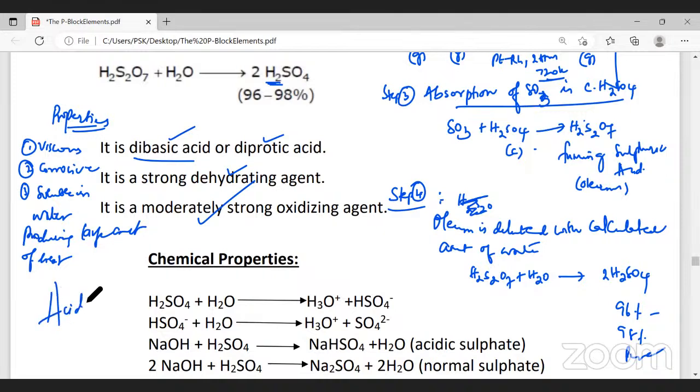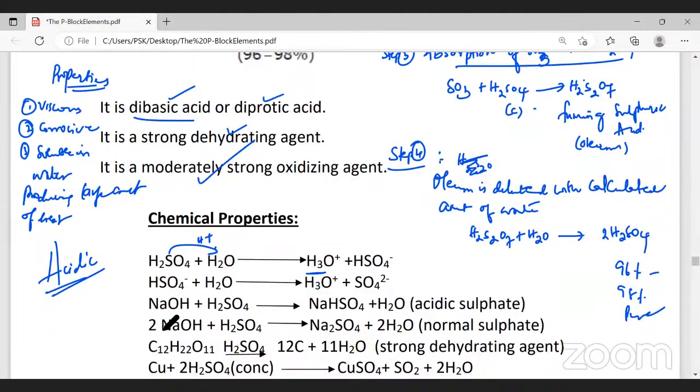How do you prove that sulfuric acid, H2SO4, is acidic in nature? Now, when sulfuric acid is added to water, it donates an H+ ion to water to form H3O+ and HSO4-. Proton donors are called acids, according to Bronsted-Lowry theory. So any chemical component which donates a proton is called an acid. Since sulfuric acid donates a proton to water, sulfuric acid is acidic in nature.